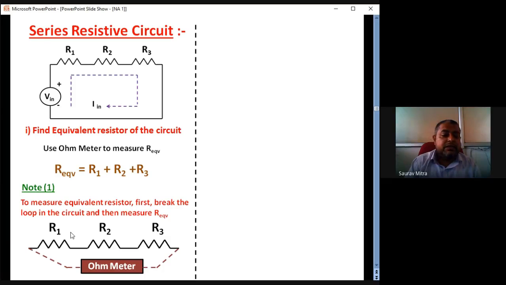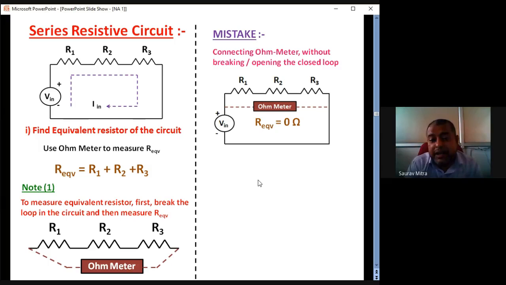So if R1 value is 1000, R2 is 470, R3 is 100, then R1 plus R2 plus R3 will be 1570 ohm. That is the actual theoretical value. So this ohm meter will give you a reading of 1570 ohm. But the very important thing is that to measure this, the loop has to be broken. That means this connection has to be broken. With this connection in place, if you are trying to take the ohm meter reading, it will give you 0 ohm. So very important thing, just check.